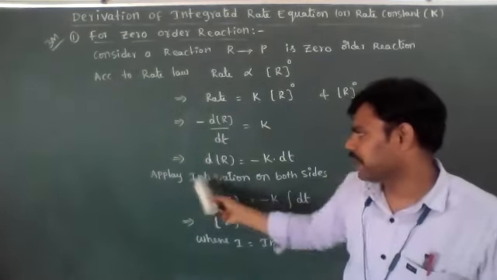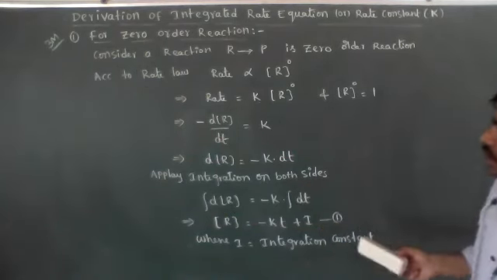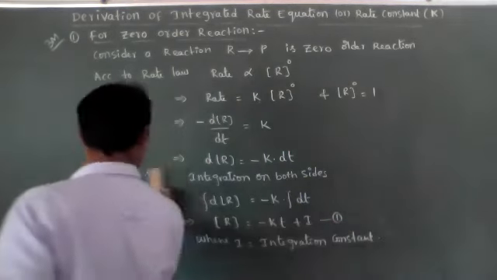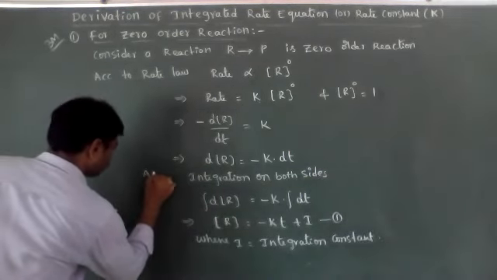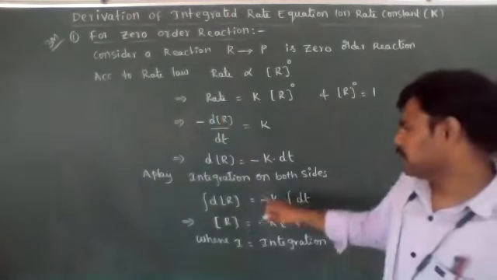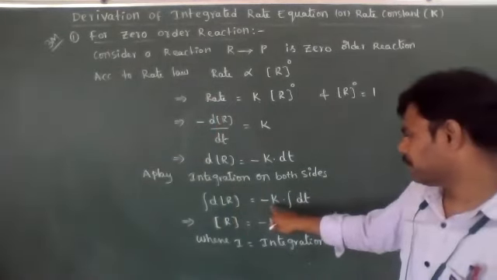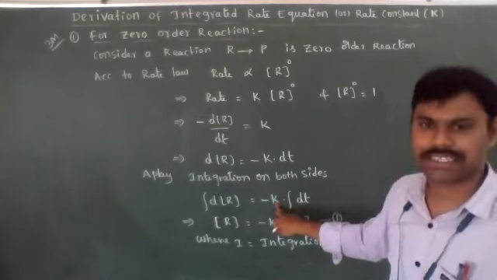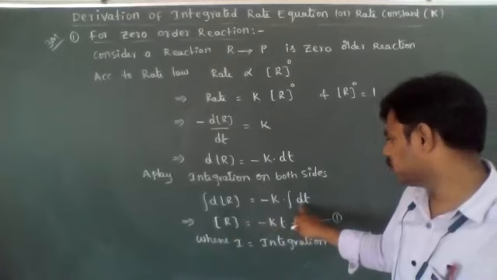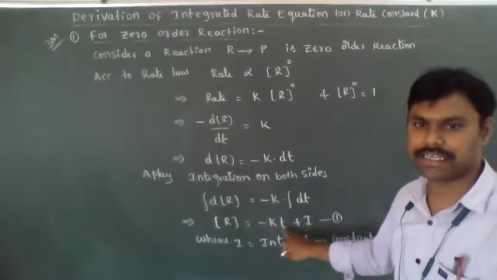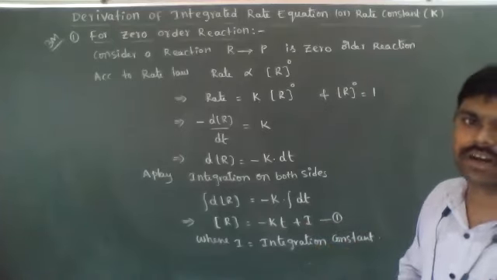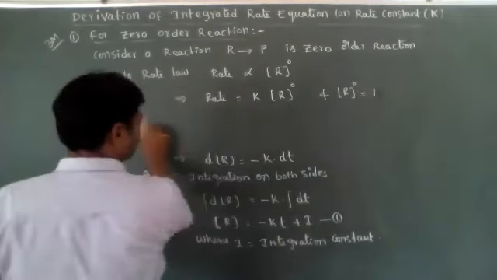So we apply integration on both sides. Then integral dR is equal to minus K into integral dt. K is constant, that's why it came outside. Integral dR is equal to R, and minus K into integral 1 dt is nothing but t, plus I we need to write extra, where I is called the integration constant. Now we have to calculate the I value.